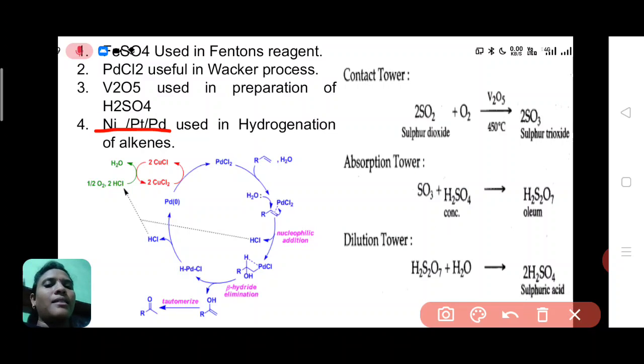So these are some catalytic properties of d block elements. D block elements show very important catalytic properties in important processes like the generation of ammonia, the Wacker process, the preparation of H2SO4, or the hydrogenation of alkenes. These are the processes in which the transition elements are useful for showing their catalytic properties.